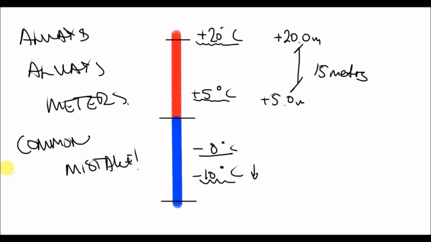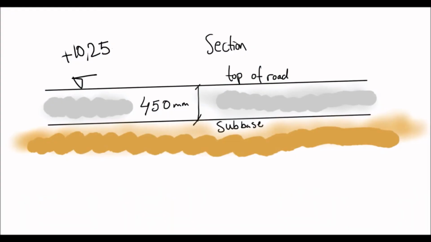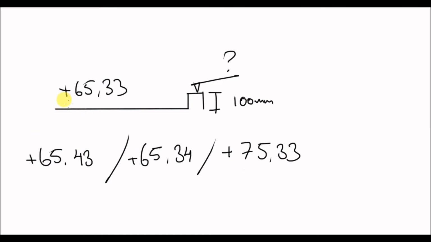Look at this example. Say you have a spot height on a road. And now you add a curb that's 100 mil higher. What's the spot height on top of the curb? And I recommend you pause the video if you're not 100% sure that you know your answer. Sometimes it's not easy to convert between millimeters or centimeters to meters if you're not used to it. So what number did you come to?